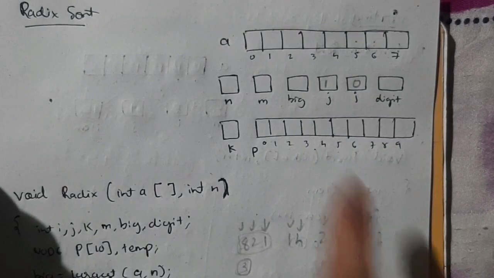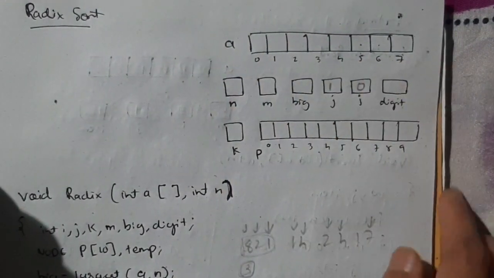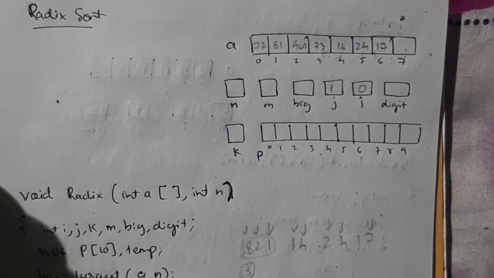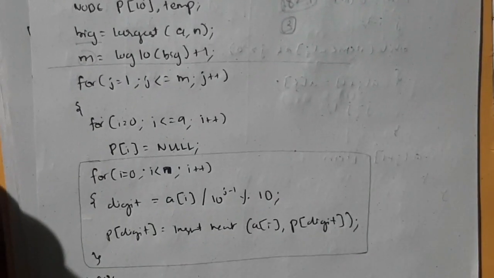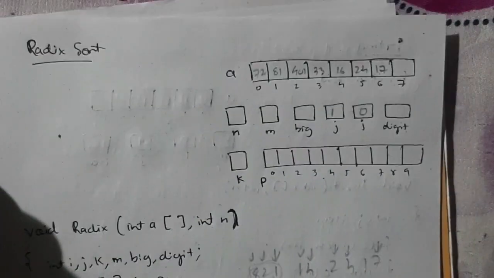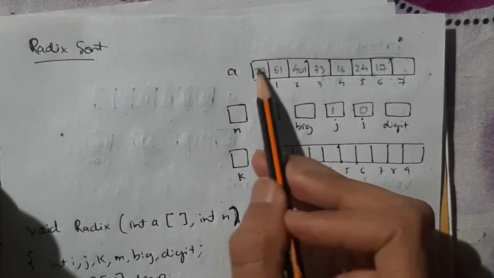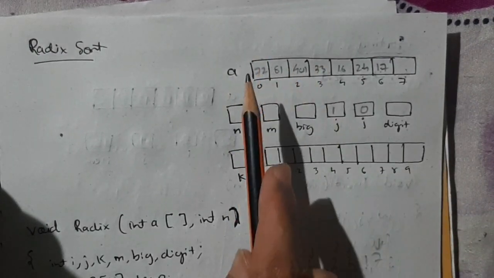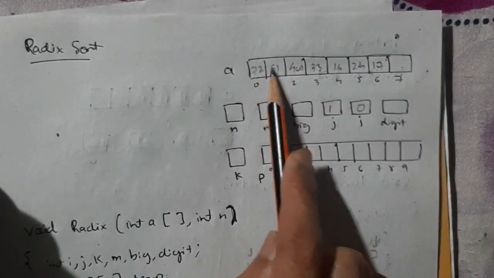Now what you need to do, you will have some numbers initially here. Suppose that I have these numbers. Now what this for loop will do, i will run from 0 to n, meaning it will get each digit in the iteration. In the first iteration it will concentrate on 72, then 61, then 401.